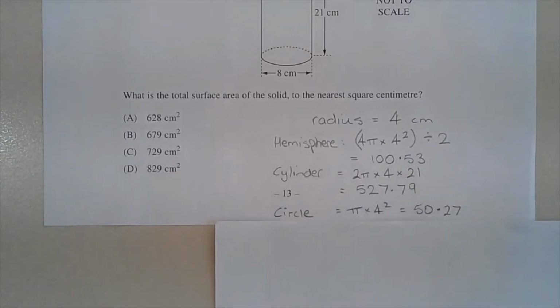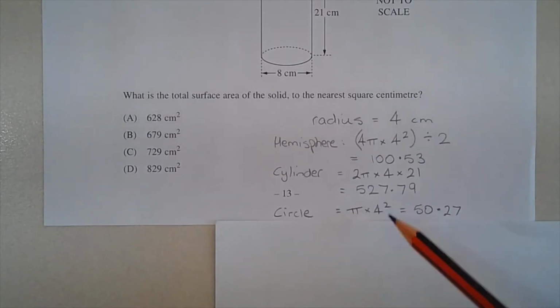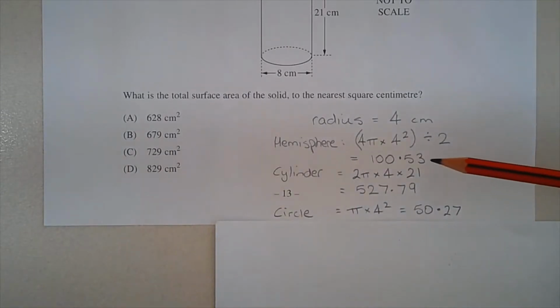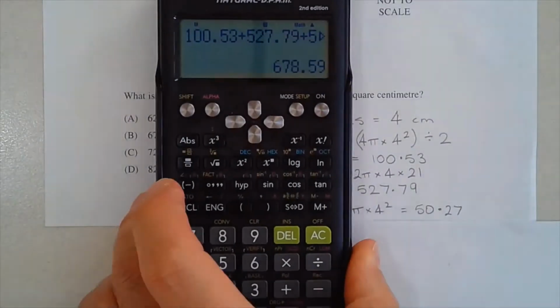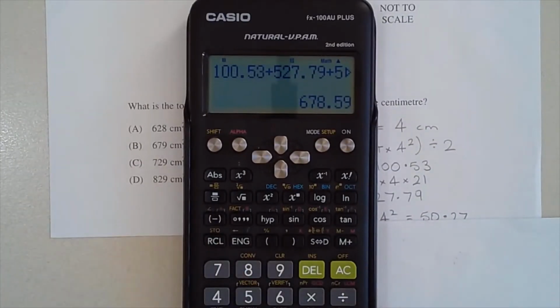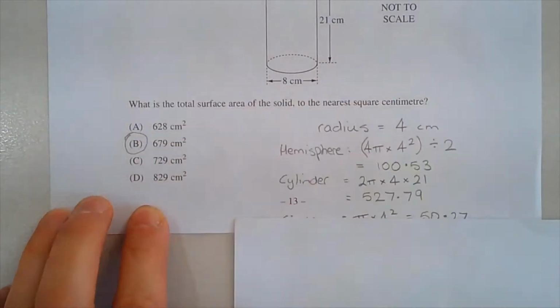And finally, the base, which is a circle, found by the formula pi r squared. So pi times 4 squared is equal to 50.27. Now adding these 3 values together, we get 678.59 square centimeters. Rounding that to the nearest square centimeter, it's 679 square centimeters. So the answer is option B.